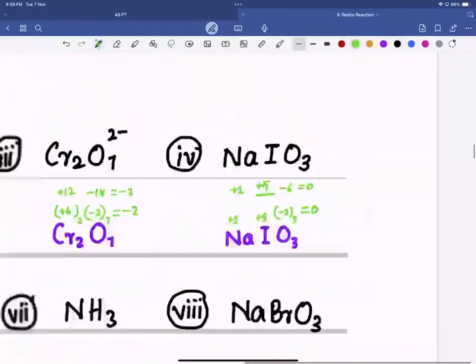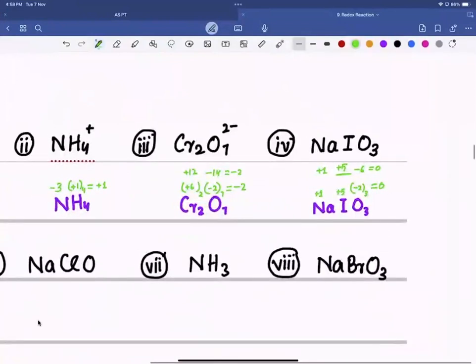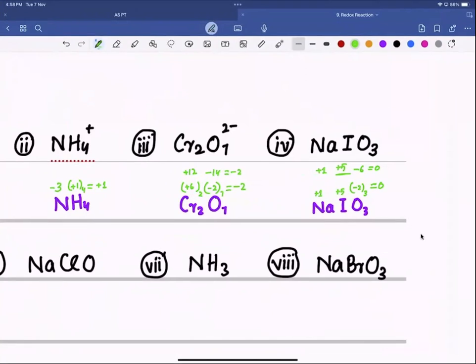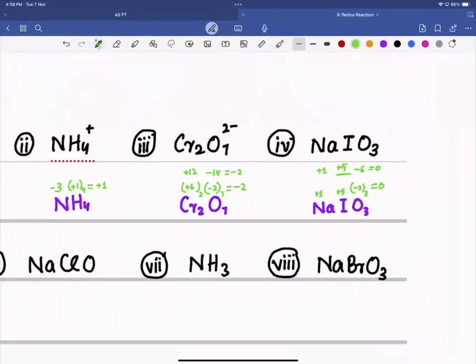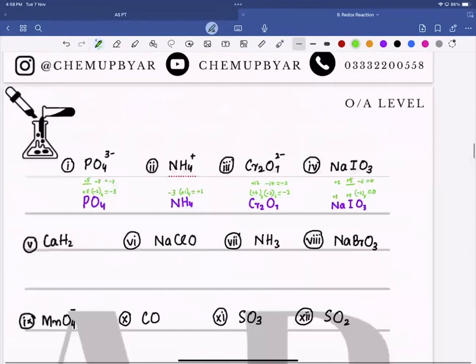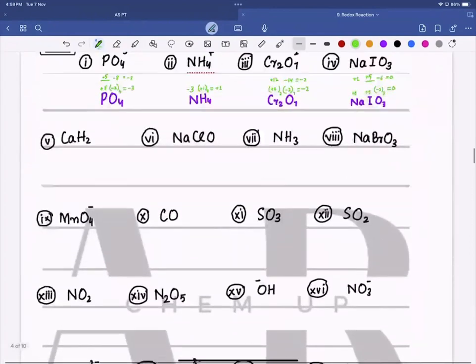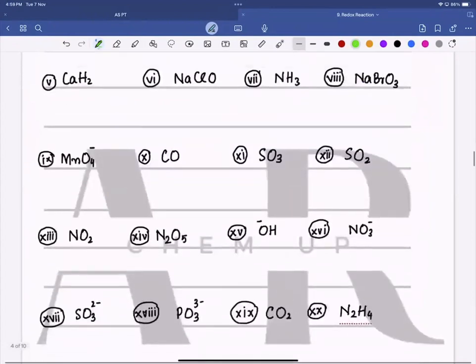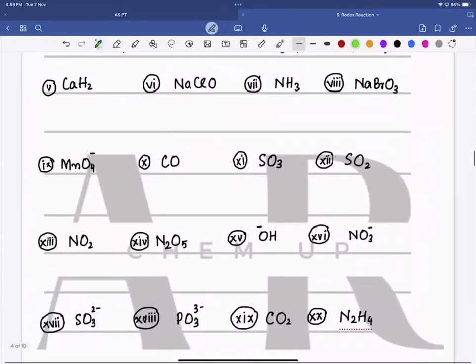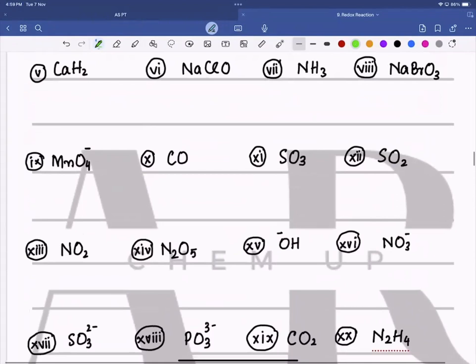Okay. Do this, and then the rest, these are your homework. Take the screenshot or the picture. You have to do it for the next class. Then I will show you. You will copy that down. But first, take the picture or screenshot of all of these.